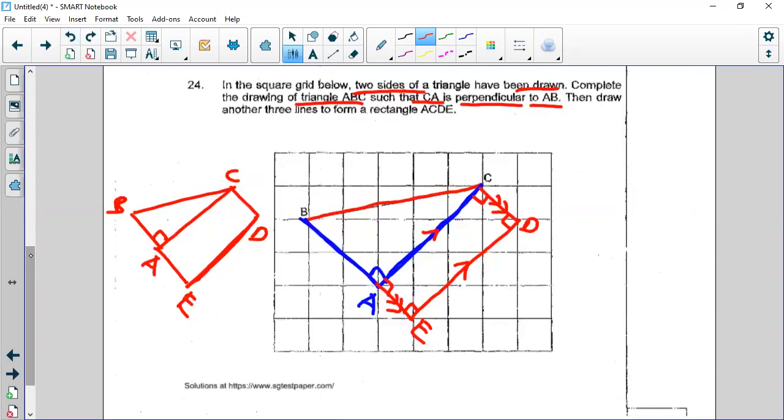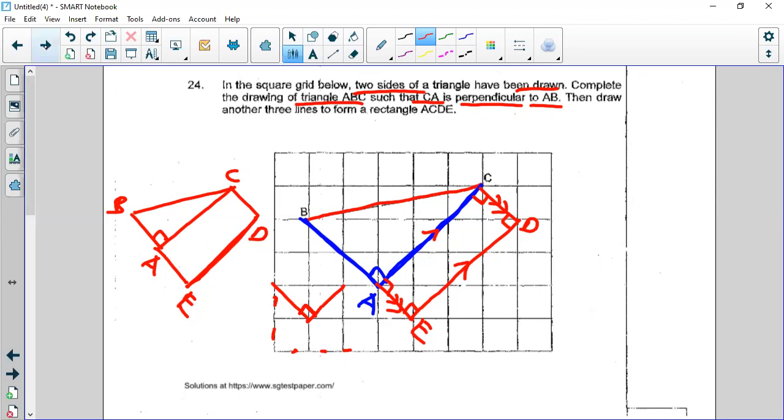Okay, let's go to the next one. Is there any need to count the squares? You don't see Mr. Ong counting any squares. So for this drawing, we don't need to count the squares, but we need to know how to draw perpendicular. How do you draw perpendicular? Cut through the square in the middle, and that's how you draw perpendicular lines. Okay, all right, question 25, next one.